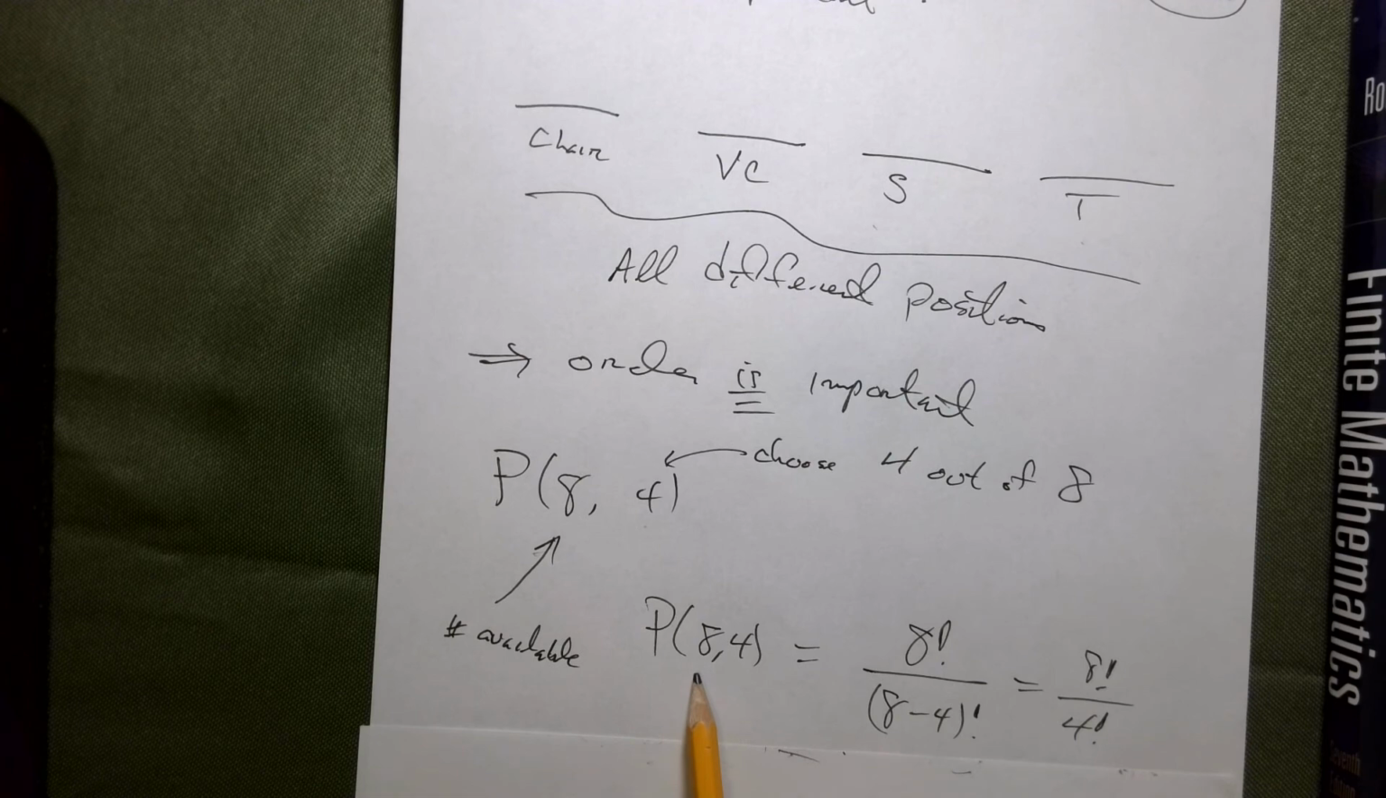So our permutation formula says 8 factorial over 8 minus 4 factorial, which is 4 factorial. Please do not go 8 times 7 all the way down. Stop the 8 at 5. Cancel, and you get 1680.